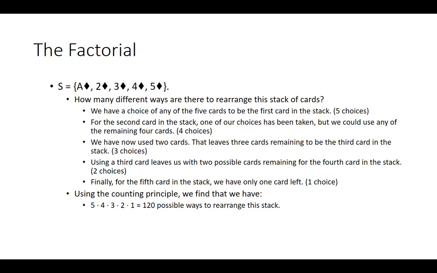We now have used 2 cards. That leaves 3 cards remaining to be the third card in the stack, so 3 choices. Using a third card leaves us with 2 possible cards remaining for the fourth card in the stack, 2 choices. Finally, for the 5th card in the stack, we only have 1 card left, so 1 choice. Using the counting principle, we find that we have 5 times 4 times 3 times 2 times 1, which is 120 possible ways to rearrange this stack.